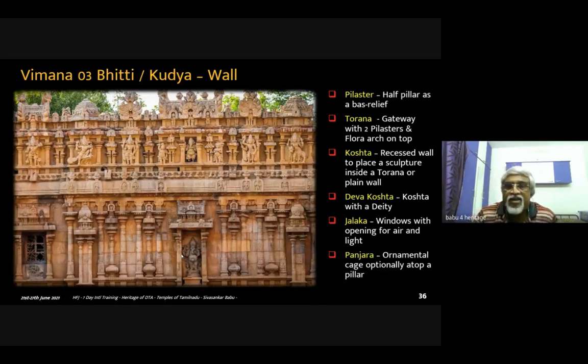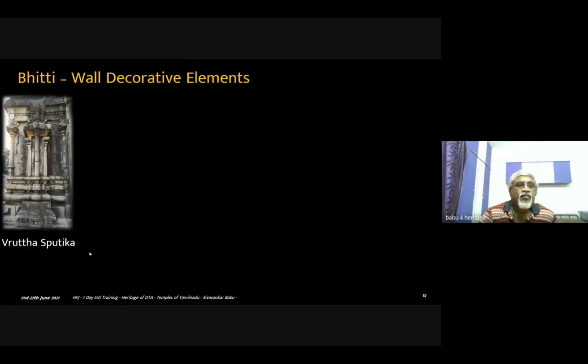And Panjara. Panjara is technically a cage. What they do is put a cage-like structure or a mandapa-like structure on top of one or two pillars. Sometimes the pillar will have a kumbha at the bottom, so it is called Kumbha Panjara or Stamba Panjara. Now, there are some three or four varieties of Kumbha Panjara. We will see some examples.